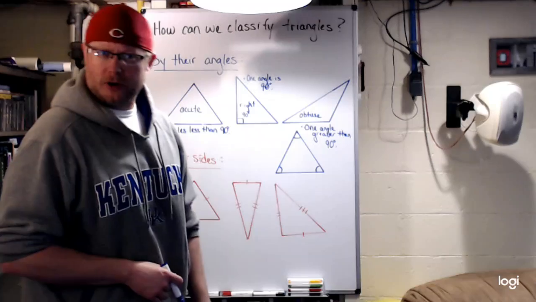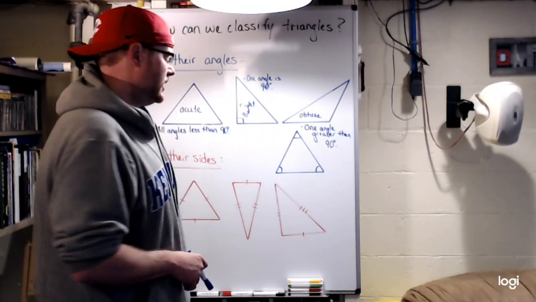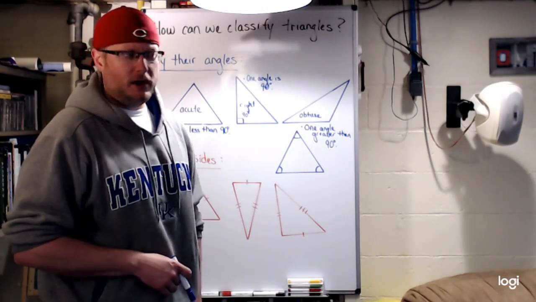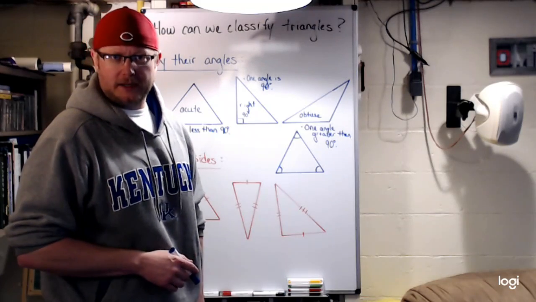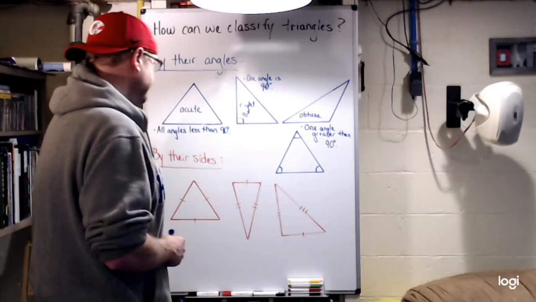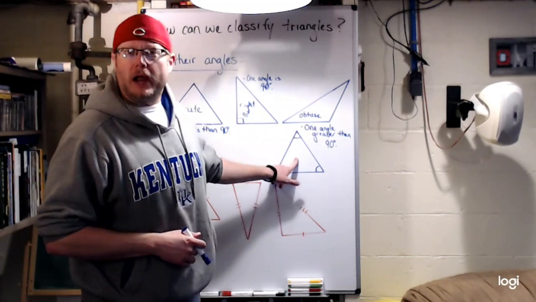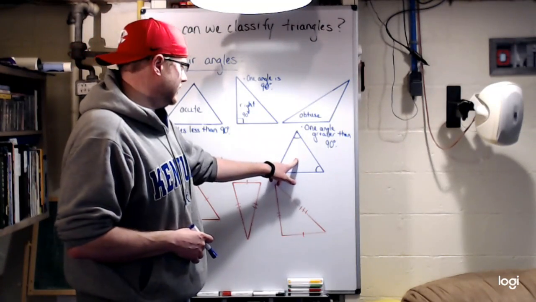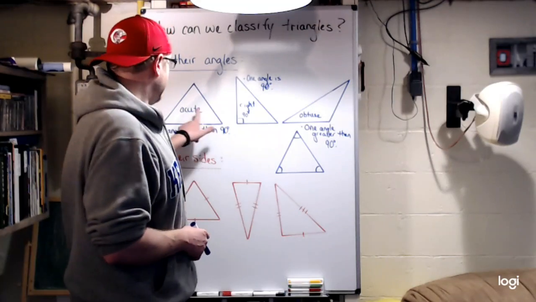Plus, that would go over 180, and that's impossible as well, right? 90 and 90 is 180. So if you have two angles more than 90, you get more than 180 degrees, and that's impossible for a triangle.